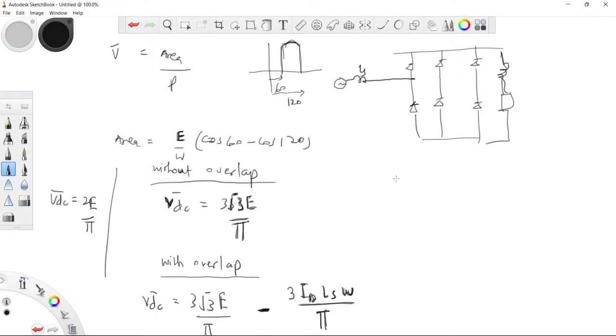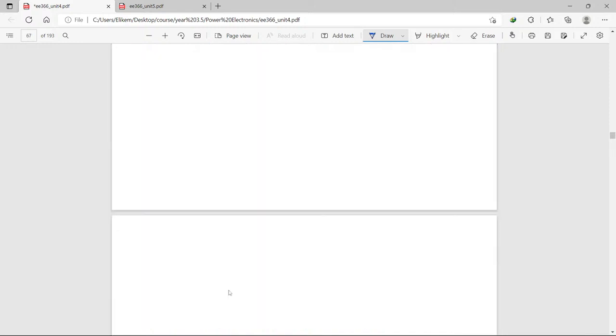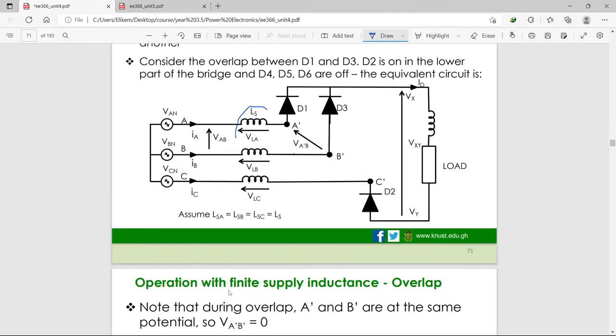If there's overlap, then instead of the voltage looking like this, it will cut a portion of it out, so it will look like this. And this voltage will be seen across the inductor. So this voltage that's cut off, where does it go? It comes here. It will be seen as a voltage drop here.